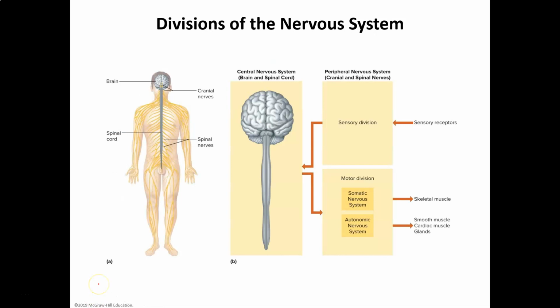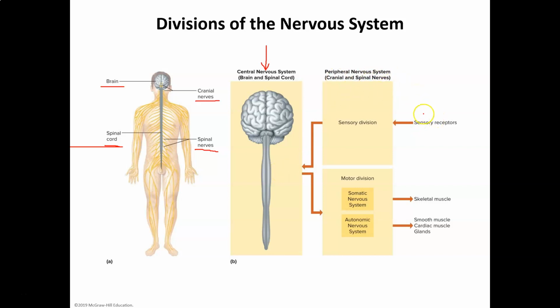So here are the divisions in picture form. Right, you have the brain. Now, the brain is considered part of the central nervous system. The spinal cord is part of the central nervous system. Over here on the other side, you have cranial nerves. They are a part of the peripheral nervous system. Even though they're up near the brain, they're still considered part of the peripheral nervous system. And spinal nerves are certainly peripheral nervous system. Right, so here's the central nervous system right here. CNS. Brain, spinal cord. Boom, done.